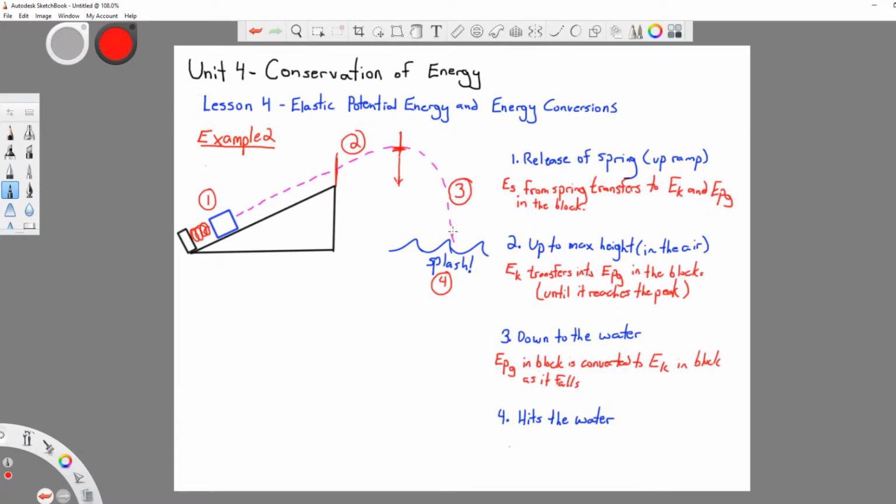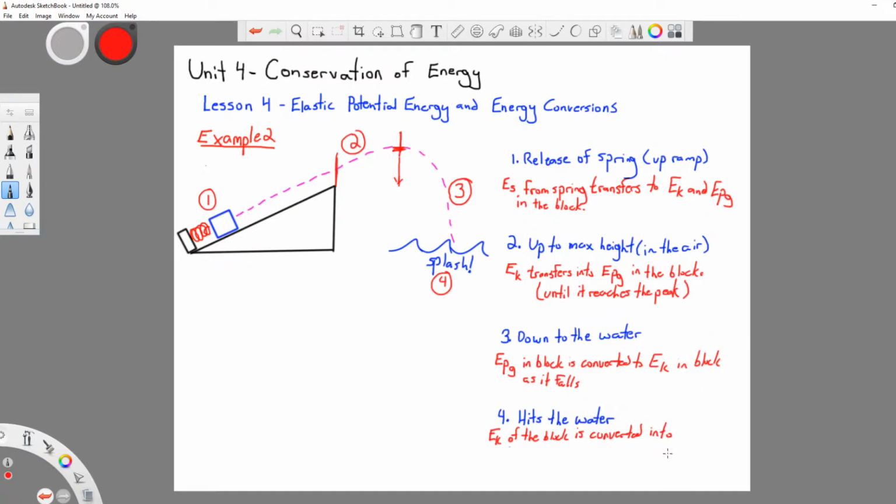Alright. Then finally, this block is going to splash into the water, and there's going to be a number of energy conversions that take place here. So essentially, when it's at water level, when it's at the bottom level here, this block isn't going to have any potential energy left. It's going to be entirely transformed into kinetic energy. So we can say that the kinetic energy of the block is converted into, there's a couple here.